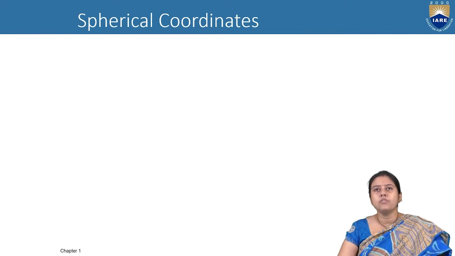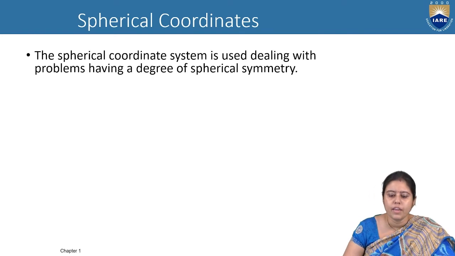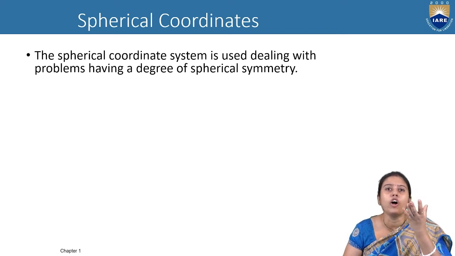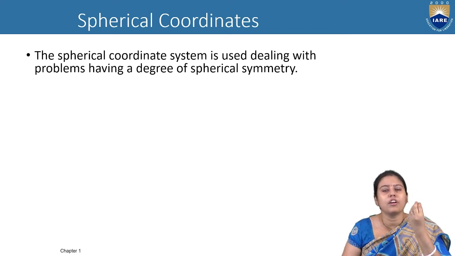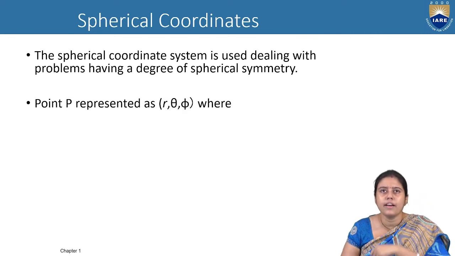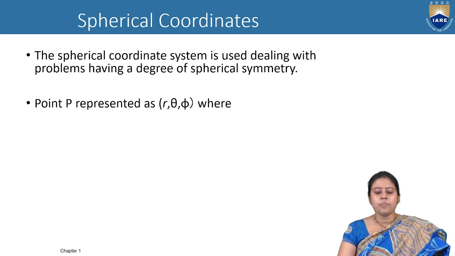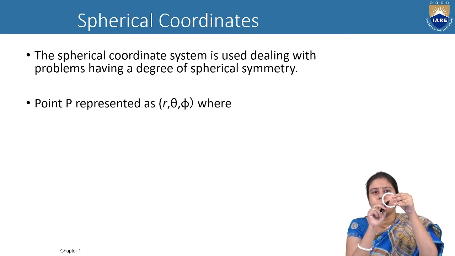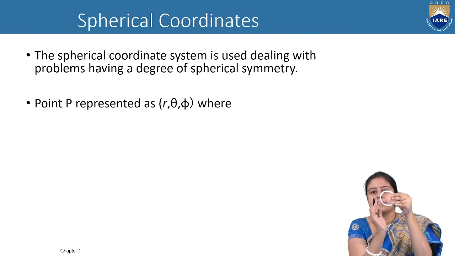Next is the last one, which is the spherical coordinate system. The spherical coordinate system is used for dealing with problems having a degree of spherical symmetry, like a ball. An example is a ball, a deuce ball or a normal ball, which has the spherical shape. If we think about any charge, it is also a spherical thing. We can write the point with respect to r, theta, phi. As I told earlier, if we think of a sphere, r is the radius, theta is the angle, phi is the height.